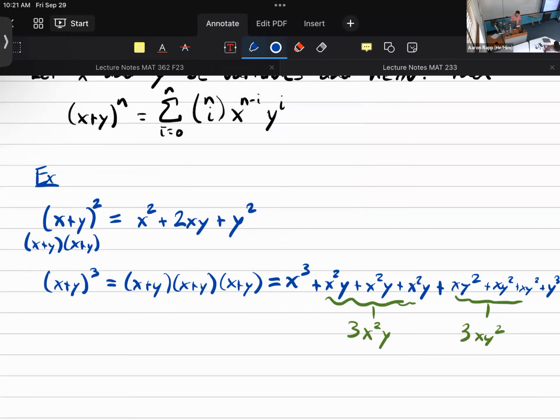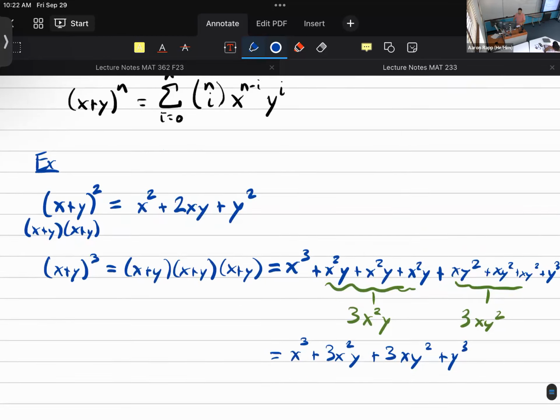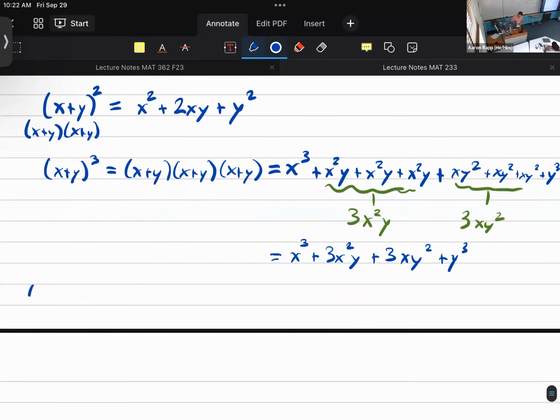So overall, this just becomes x cubed plus 3x squared y plus 3xy squared plus y cubed. Everyone's starting to see where choice is coming into play. We can quickly now, if we start to see this pattern, even go, what is the expansion of x plus y to the fourth power?